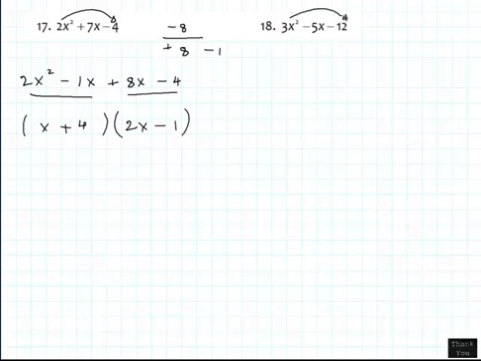3 and negative 12 multiply to be negative 36. Signs are going to be different. To get a negative 5, I'm thinking negative 9 and positive 4. Split the middle.